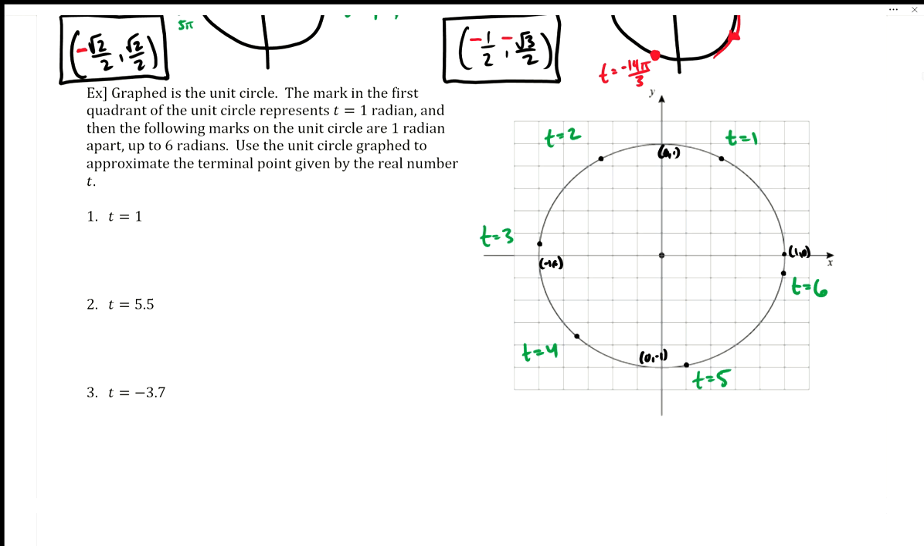All right, and then it says use the unit circle that's graphed to approximate the terminal point given by the real number t. So on number 1, they say for t equals 1. That means we need to find this terminal point based on t equals 1. It looks like it's in between. Let's figure out the scale. It's got 1, 2, 3, 4, 5 grid marks. So as fractions, that would be 1/5, 2/5, 3/5, 4/5, and then 5/5 to get to 1.